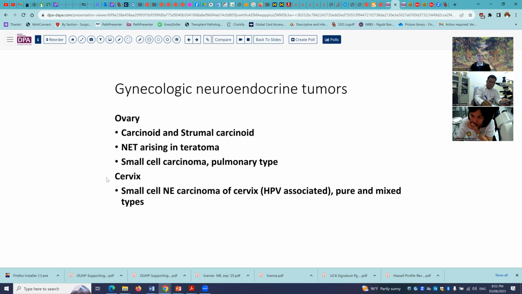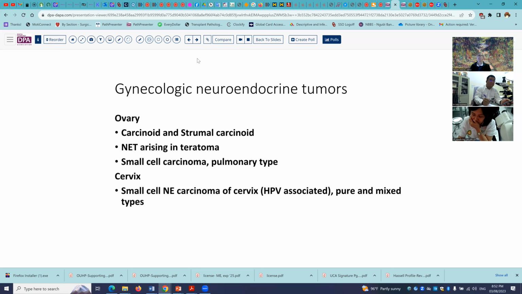And then we also have tumors in the endometrium and in the cervix, where typically these are small cell carcinomas with neuroendocrine differentiation. In the cervix, these are oftentimes HPV associated, and they may be either pure small cell carcinoma or not infrequently, they can be mixed with adenocarcinoma or maybe even mixed with squamous and adenocarcinoma at times.